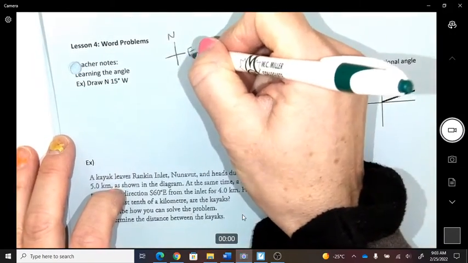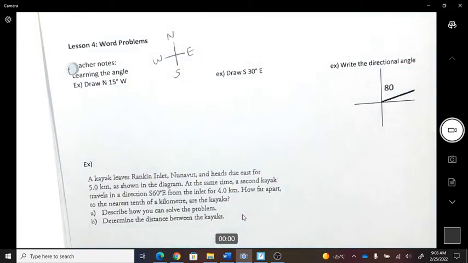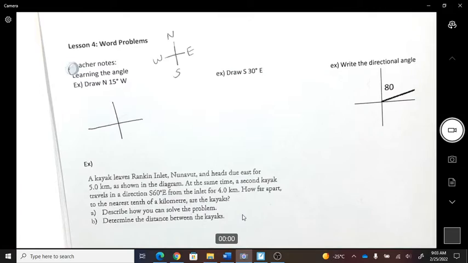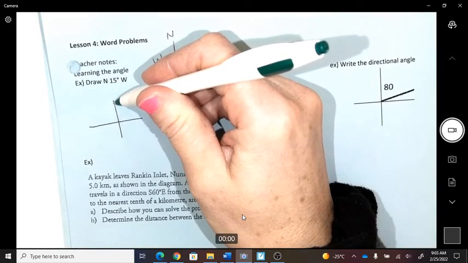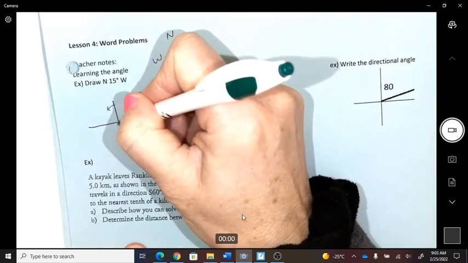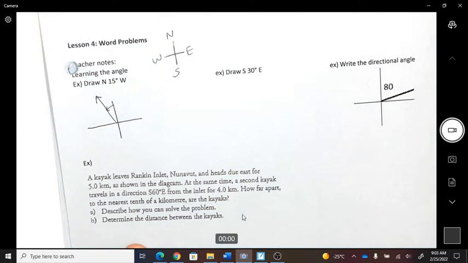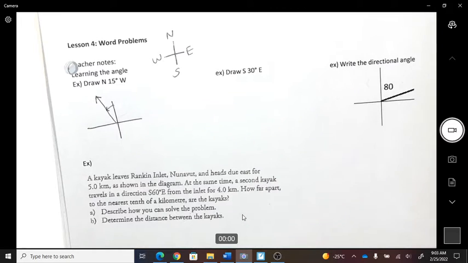east, south, and west. Okay, so if I'm going to draw north 15 degrees west, I'm going to start at north and I'm going to swivel 15 degrees to the west. Okay, that's what it's going to look like. Does that make sense?